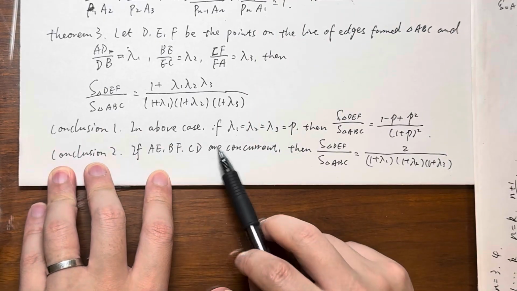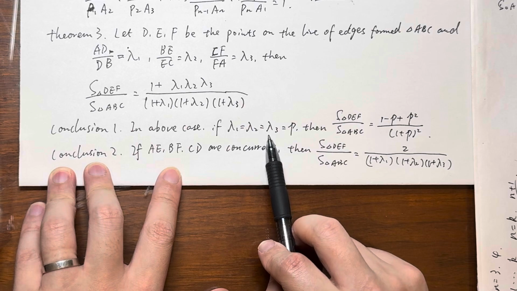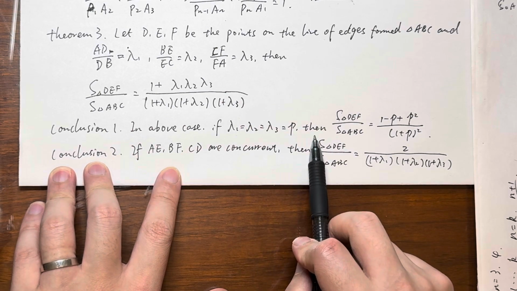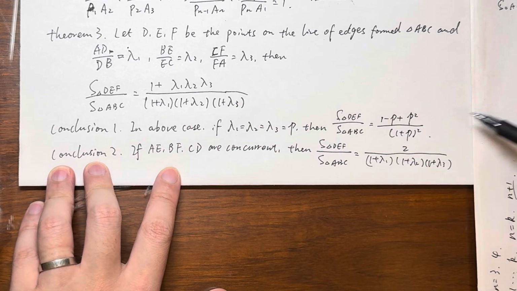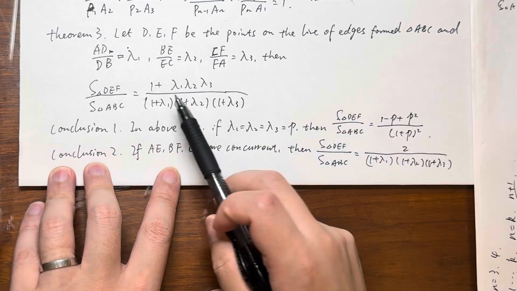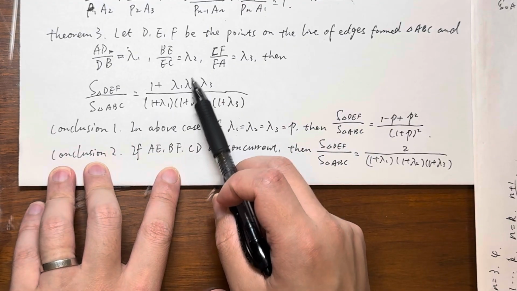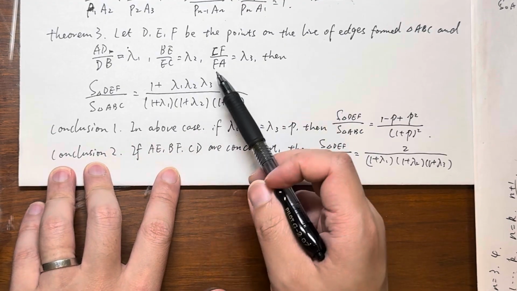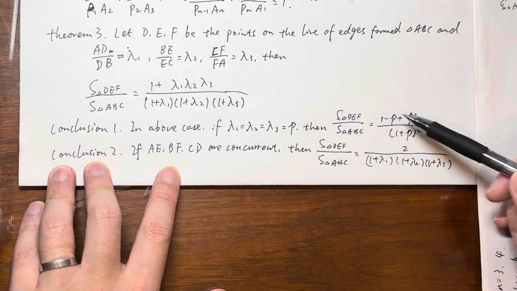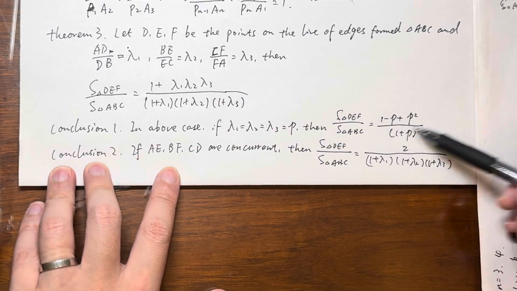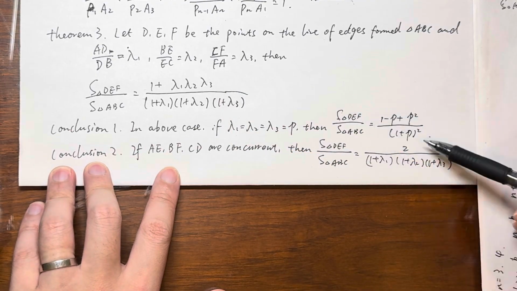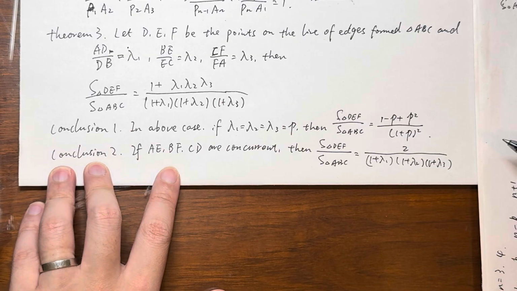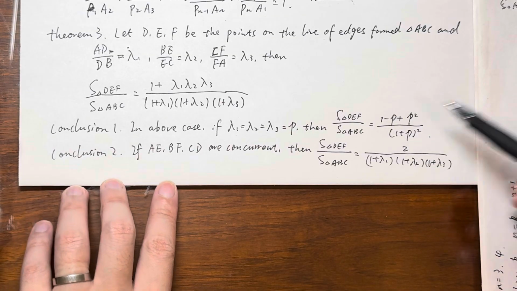Okay, so based on this, in the above case, if lambda 1 equals lambda 2 equals lambda 3 equals p, then the area would be this one. It's obvious, right? Because this would be 1 plus p to the power 3, which can be factored as 1 plus p times this, and we cancel a 1 plus p term. Then we get this one.